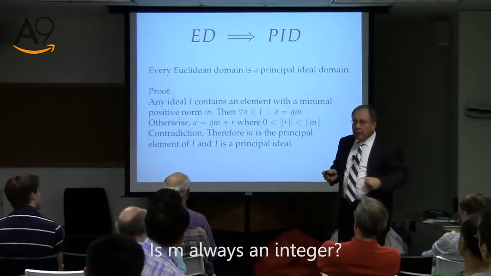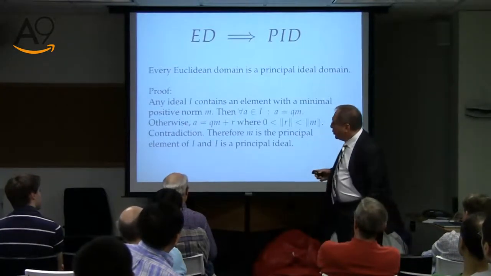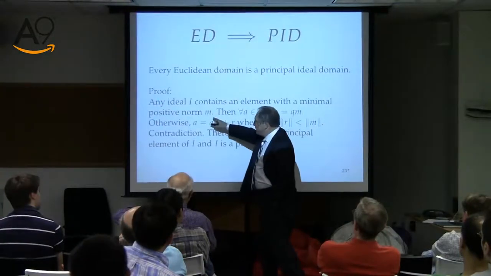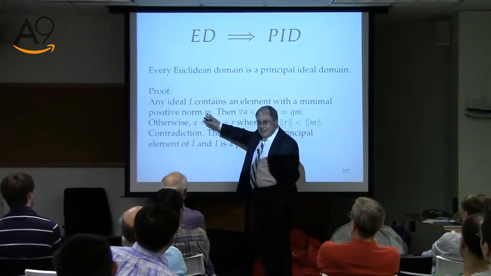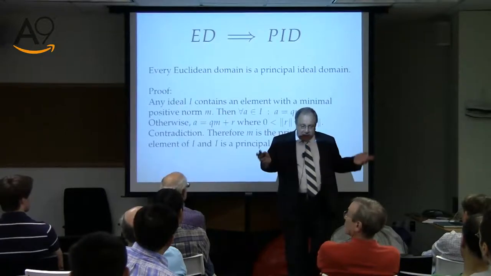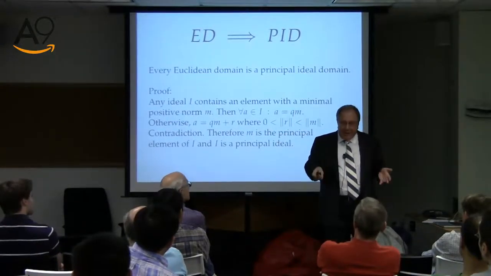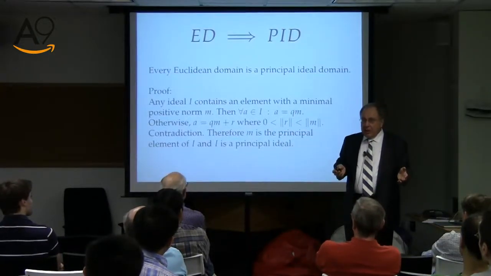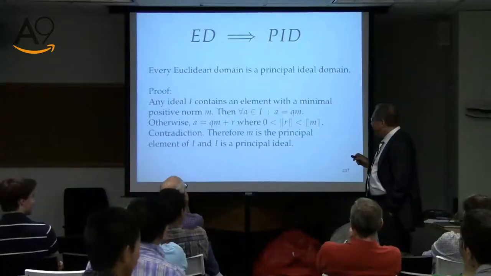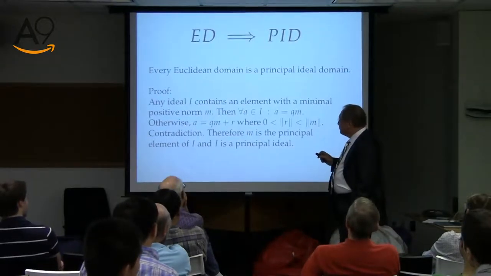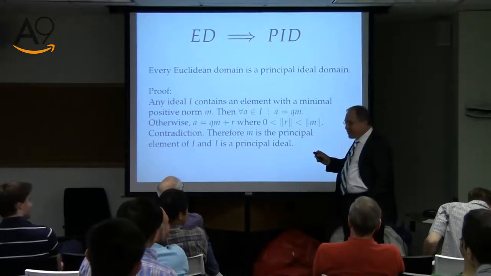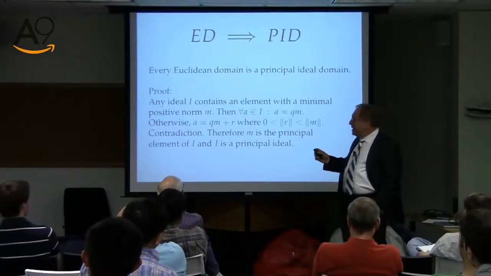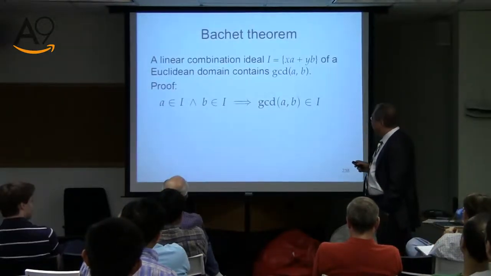Yes? Is the M always an integer? No, no, no. M is an element of the ideal. The only thing we know is that it's some kind of Euclidean domain. It could be polynomials, univariate polynomials. It could be Gaussian integers. So every Euclidean domain is a principal ideal domain.